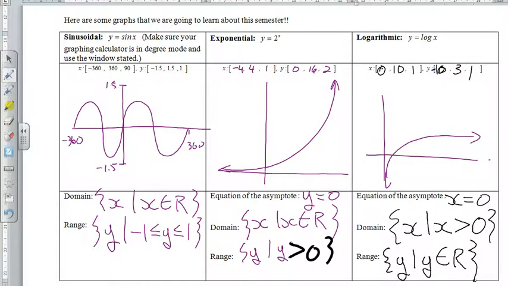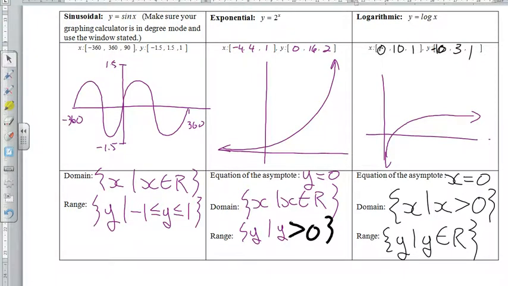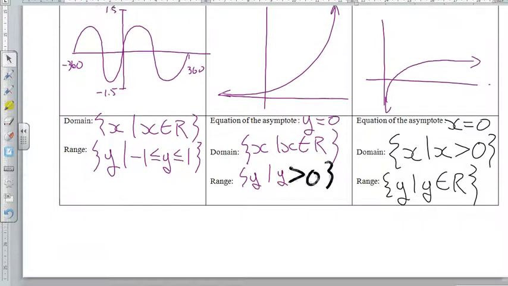Okay, any questions on logs or the log graph? We're going to get into this a lot more. This is just sort of an intro, and when we hit it for real, I can say, remember the log graph, and we'll go back over the different characteristics. Just FYI, the logarithmic graph is the inverse of the exponential graph, just like square and square root are inverses. If you square something, square rooting is the inverse. It's undoing it. Exponential and log are inverse functions.